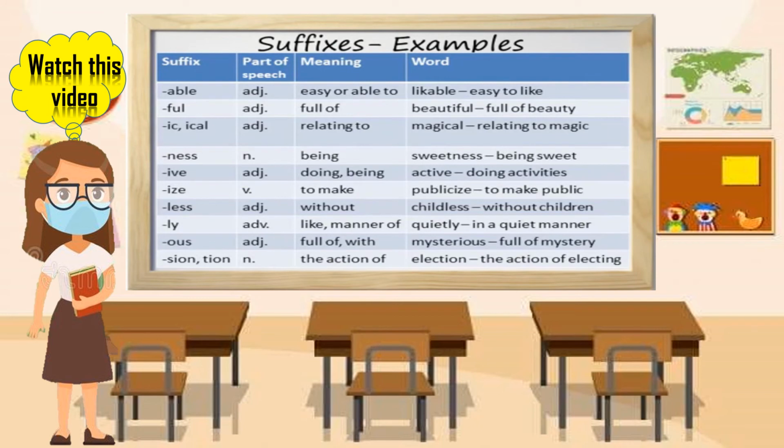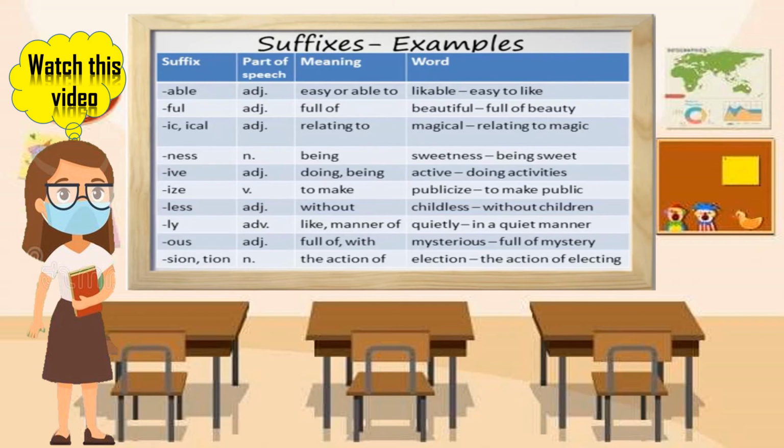Here are more examples of suffixes. The suffix able forms the part of speech adjective. It has the meaning easy or able to. An example is the word likable, which means easy to like. The suffix full forms an adjective. It means full of. An example is the word beautiful, which means full of beauty.